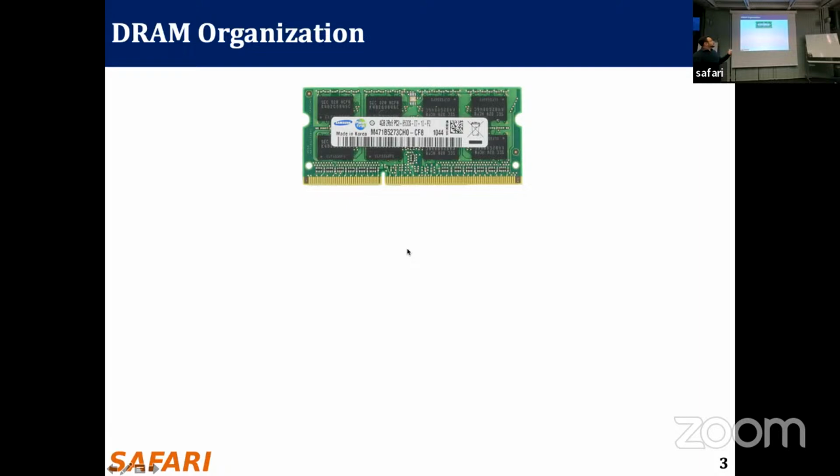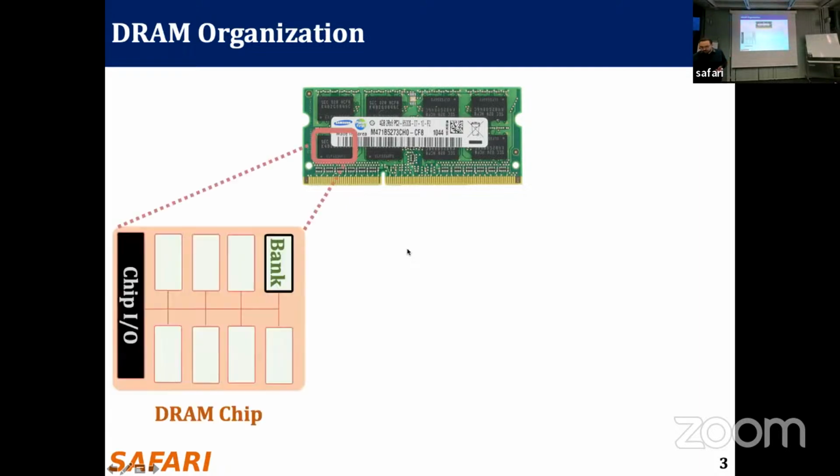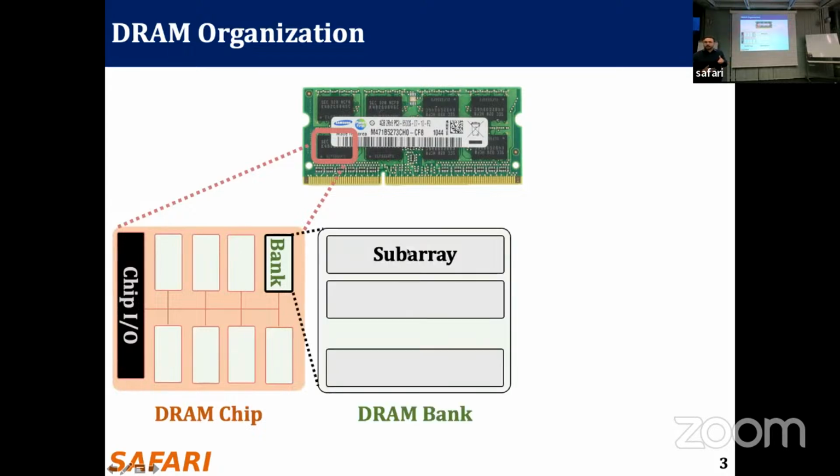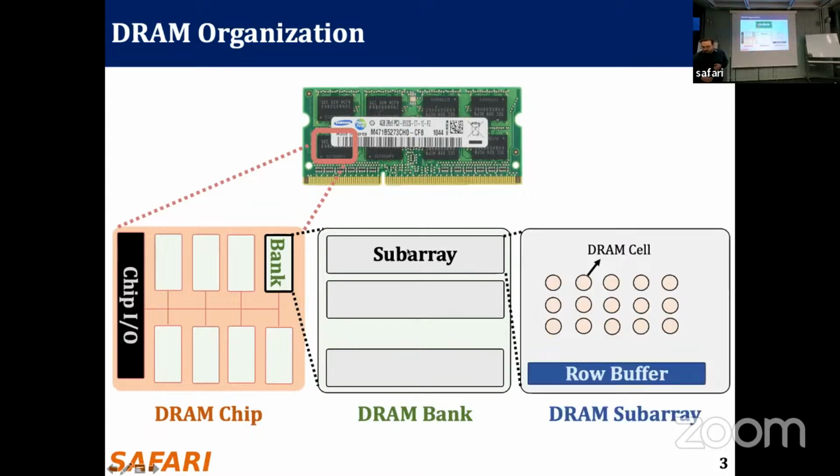This is an example picture of a DRAM module. It has multiple chips, and within each chip, we have multiple banks. Within each bank, we have several subarrays, and within each subarray, we have a two-dimensional array of DRAM cells. Each of these circles is a DRAM cell, and these cells are organized as rows and columns. When we want to access data in a DRAM chip, we access data at DRAM row granularity by asserting these blue lines called word lines. Then these cells are connected to a structure called the row buffer through these orange vertical lines called bit lines.